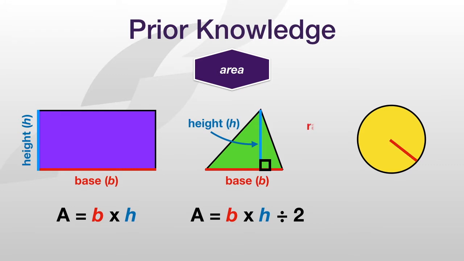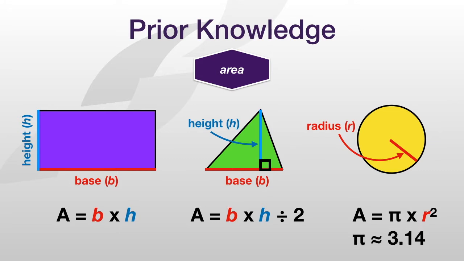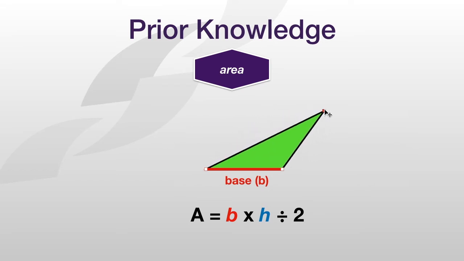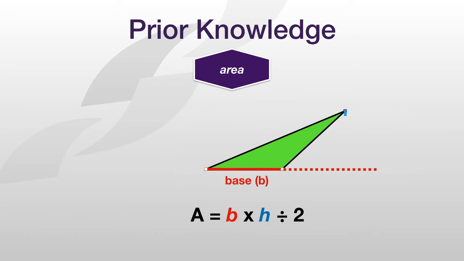A circle has a radius, which is the distance from the center of the circle. Its area is calculated using pi times r squared. Pi is approximately equal to 3.14, but it is better for students to use the pi value that is stored on their scientific calculator. There's something to note about the height of a triangle, and that is that if the triangle is obtuse, its height is still measured at right angles to its opposite side.